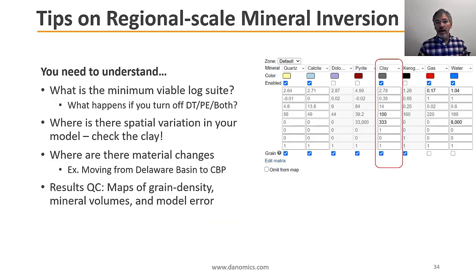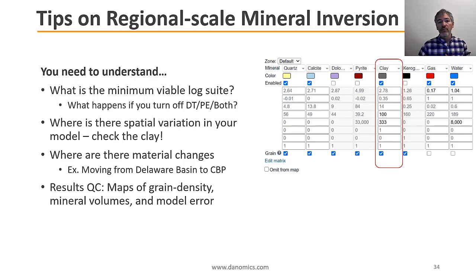Okay, when you're doing a regional scale mineral inversion, there are a few things that you need to understand. First of all, what is your minimum viable log suite? So, what I like to do is find a well that has a full suite of logs and see what happens if I turn off the sonic log, or if I turn off the PE log, or if I turn off both of them. How much does my answer change? And this is important to understand so you can quantify uncertainty in your analysis.